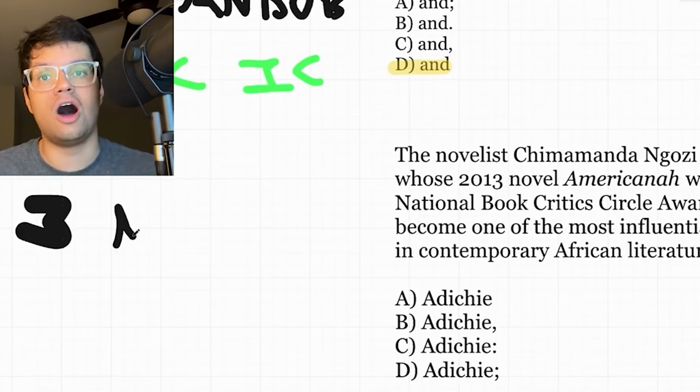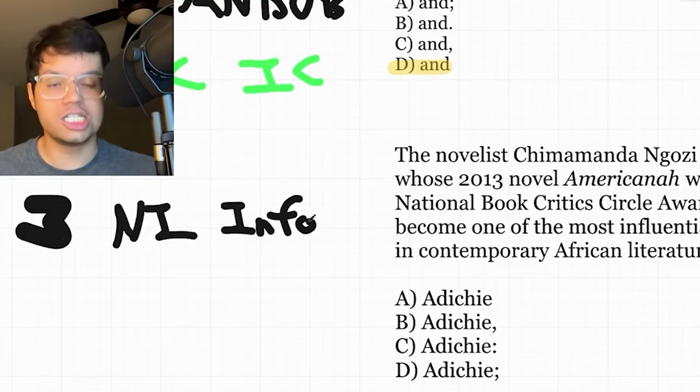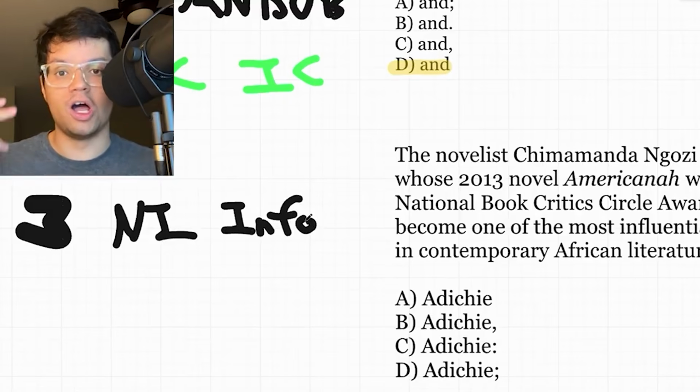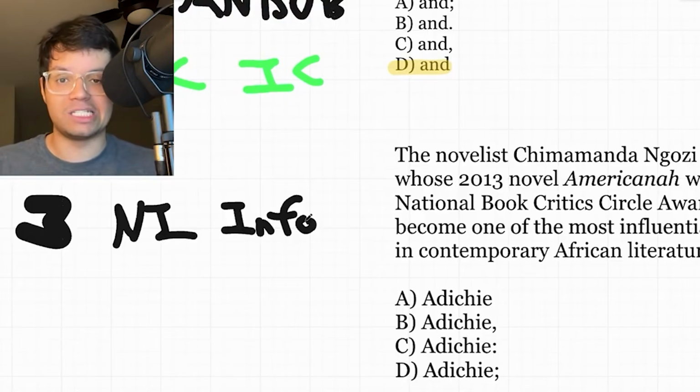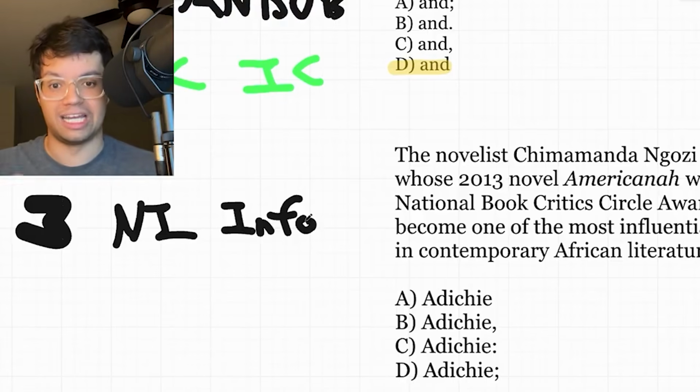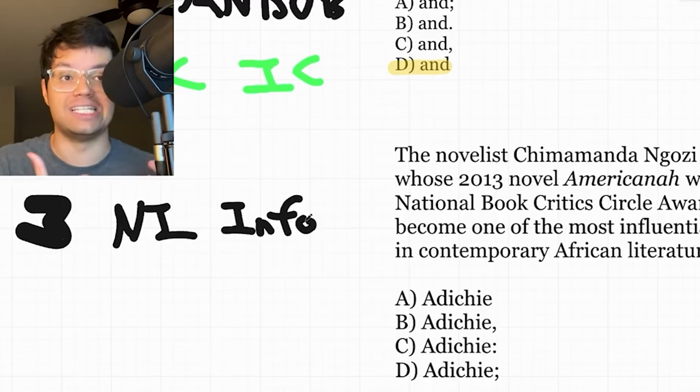Third thing is non-essential information. Non-essential information is information that, quite literally, is not essential for the sentence. You can eliminate it from the sentence and it will still make grammatical and logical sense. Both of those are important, like not just sounds good, but also makes sense in your mind.